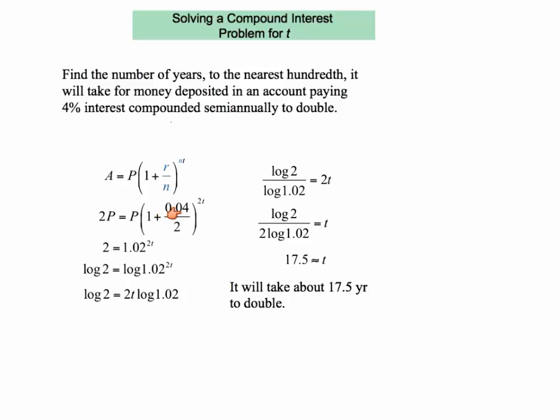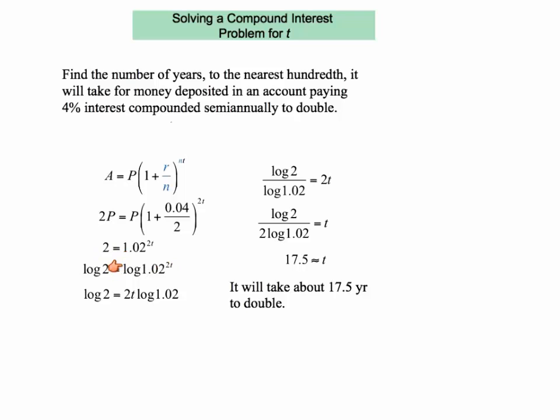Notice that the rate is given as 4%. I'm going to replace 0.04, and since it's semi-annually, N is equal to 2. We're solving for T here. So here we get 2 is equal to 1.02 to the power of 2T. In order to solve for T here, I need to take a log of both sides, because the variable that you're looking for is the exponent. So take a log of both sides.